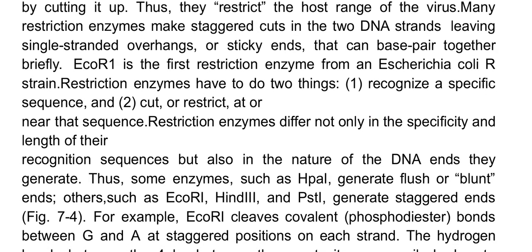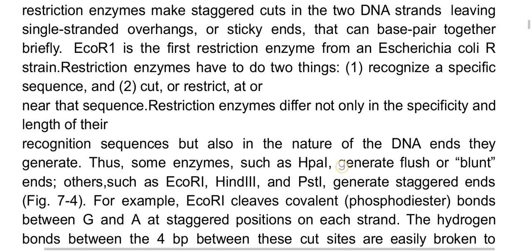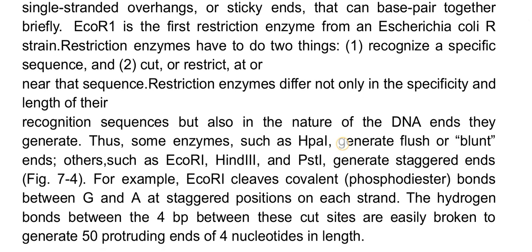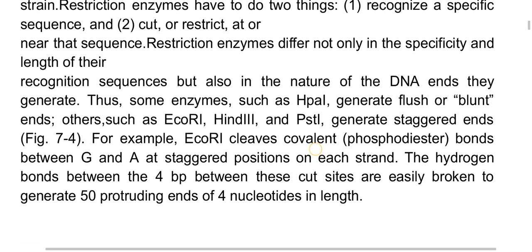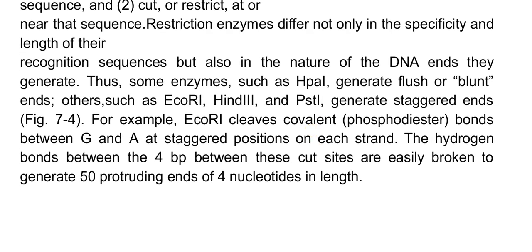Many restriction enzymes make staggered cuts in the two DNA strands, leaving single-stranded overhangs, or sticky ends, that can base pair together briefly. EcoRI is the first restriction enzyme from the Escherichia coli R strain. Restriction enzymes have to do two things: recognize a specific sequence, and cut or restrict at or near the sequence. Restriction enzymes differ not only in the specificity and the length of their recognition sequence, but also in the nature of the DNA strands and the ends they generate.